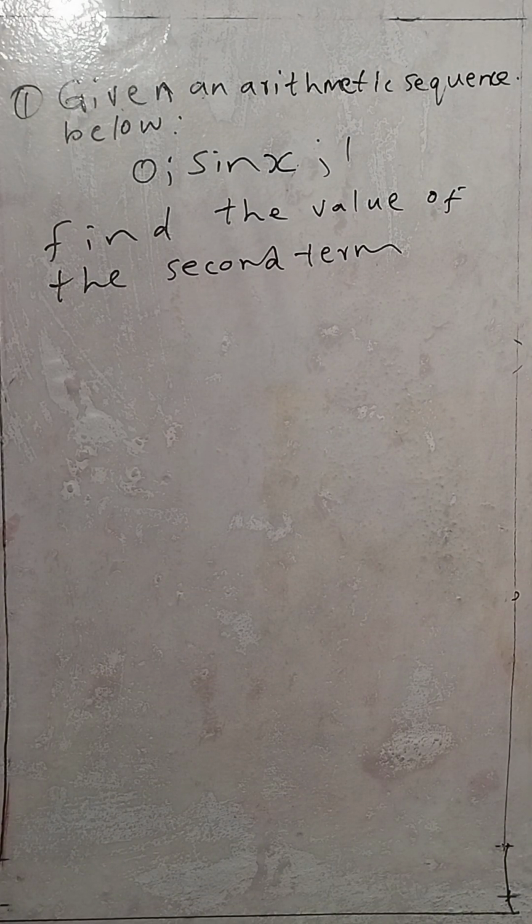Given an arithmetic sequence below, 0, sine x, 1, find the value of the second term. We have to find the second term of the arithmetic sequence below. What is it that we have to do? Number one, we have to know that an arithmetic sequence has a constant difference. It will only have a first difference. It doesn't have a second difference, unlike a quadratic.